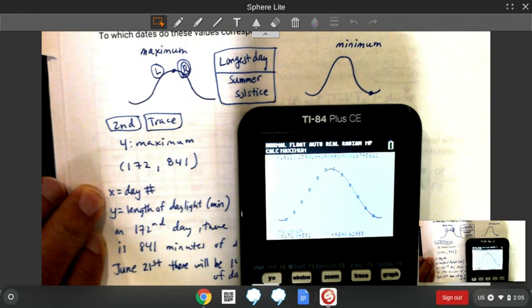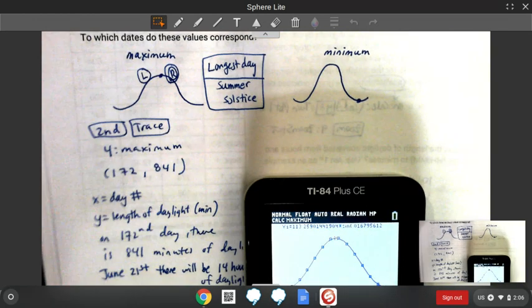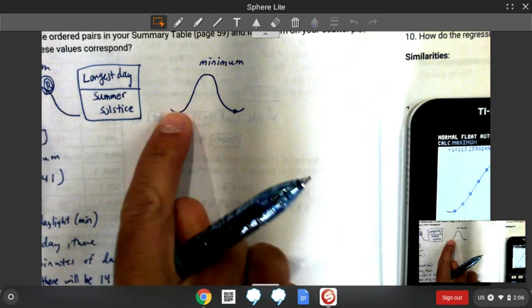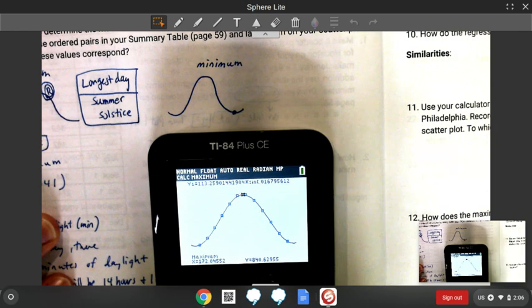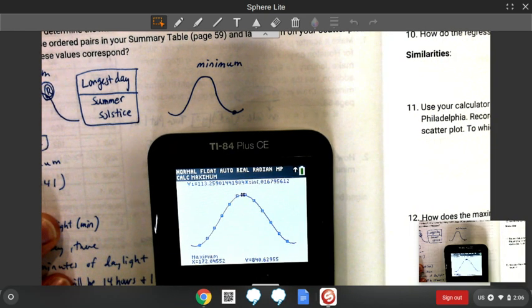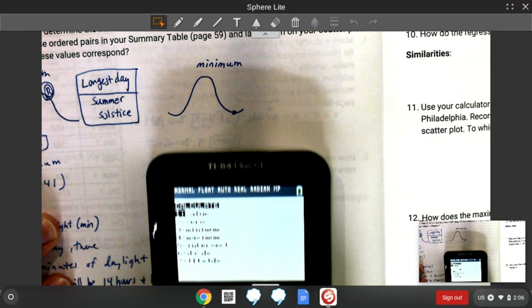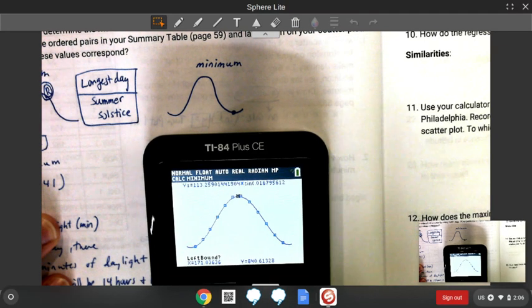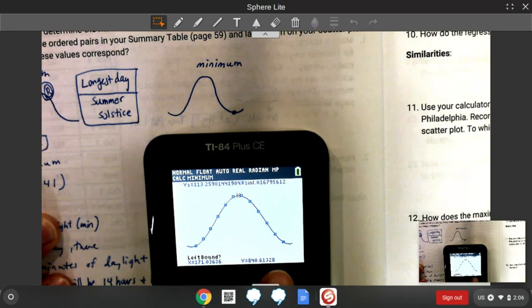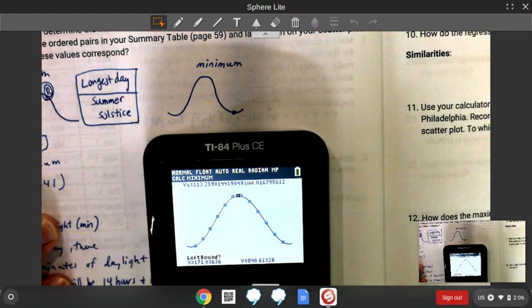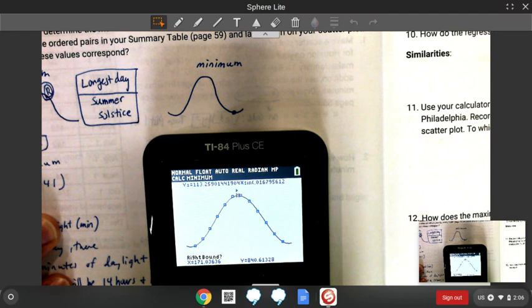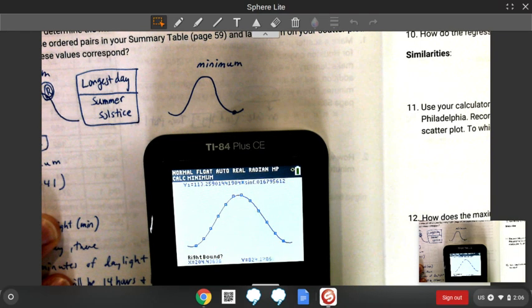We're going to do the same thing for the minimum. The minimum value is going to be over here near the end of the year. So that looks like it should be in December sometime. So I'm going to go to second trace again. And I'm going to go down to number 3 for minimum. And I'm going to look somewhere over here. So right now my cursor is up here. It already is to the left of the minimum. So I hit enter. And I'm going to scroll all the way as far as I can.